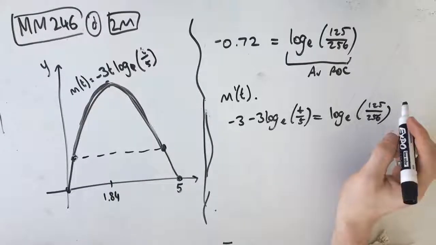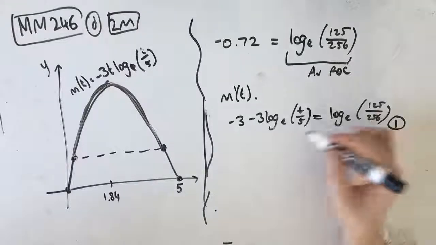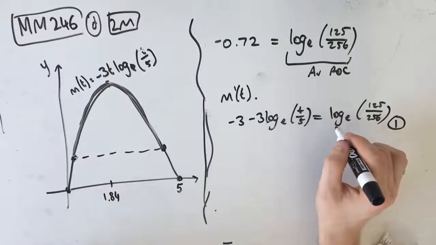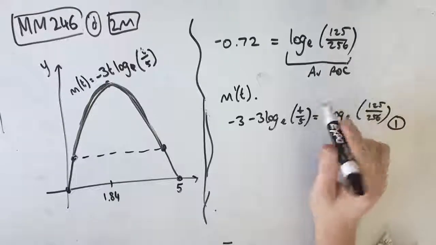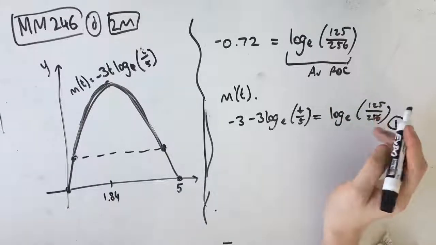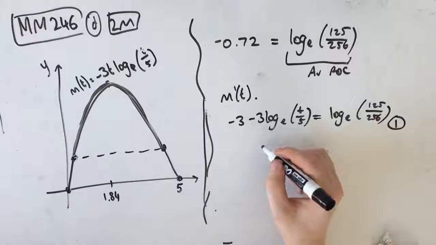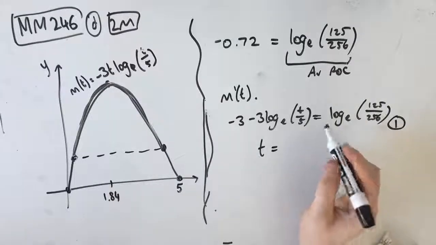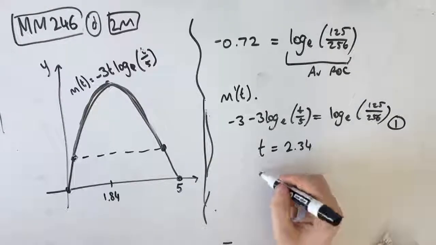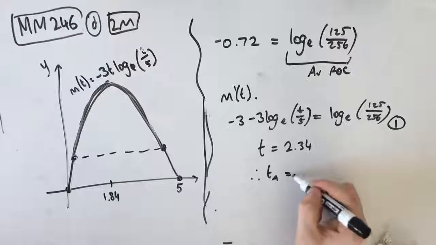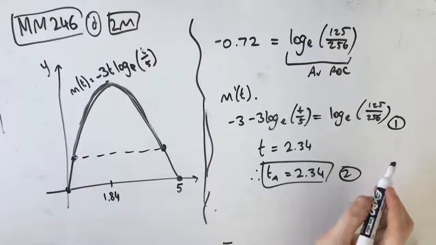Awesome. Now, this is essentially our first mark. So recognizing that is your first mark. And then we can go through a whole bunch of working to get to our t value. If you want to see the full working, check out the worked solution. But we know that if we solve this, we get t is equal to 2.34 correct to 2 decimal places, which means that TA is equal to 2.34. That's our second and final mark for part D.